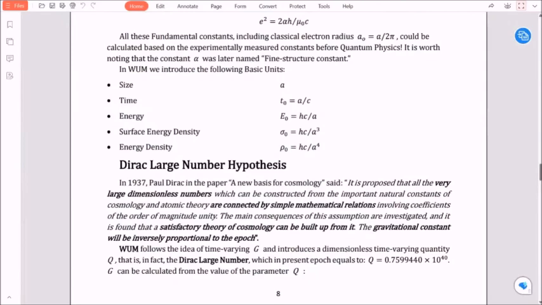WUM follows the idea of time-varying G and introduces a dimensionless time-varying quantity Q that is in effect the Dirac large number, which in the present epoch is equal to about 10 to the power 40. G can be calculated from the value of the parameter Q.